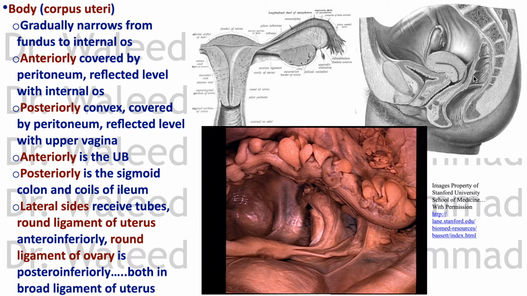The round ligament of uterus and the round ligament of ovary are continuous, and they are the remnant of the gubernaculum, the one that pulled the testis in the male downwards into the scrotum.